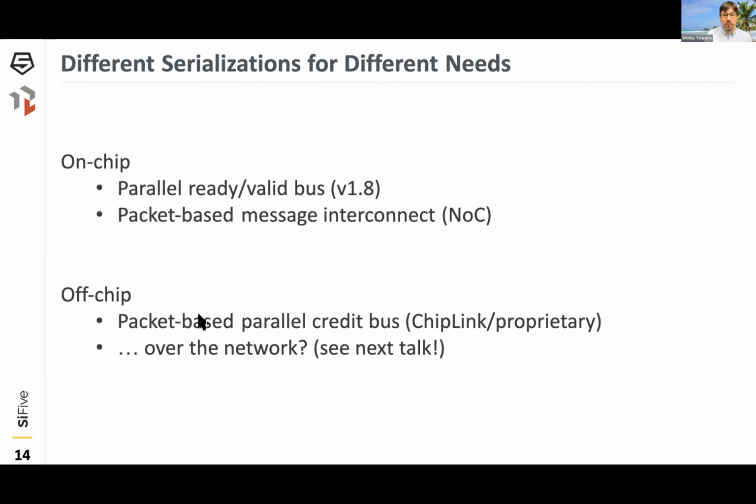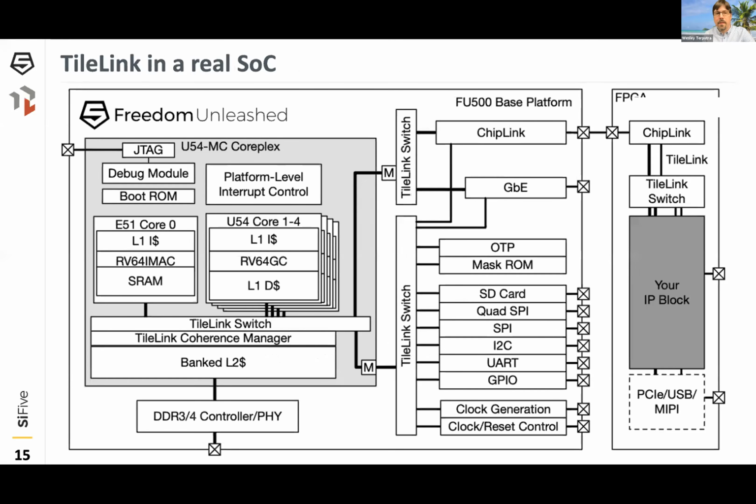You can also do it off chip. So we have a packet-based parallel credit bus version that we called ChipLink. That was in a product we shipped quite a while ago, but it's proprietary. And you could also do it over the network. So I refer you to the next talk about that.